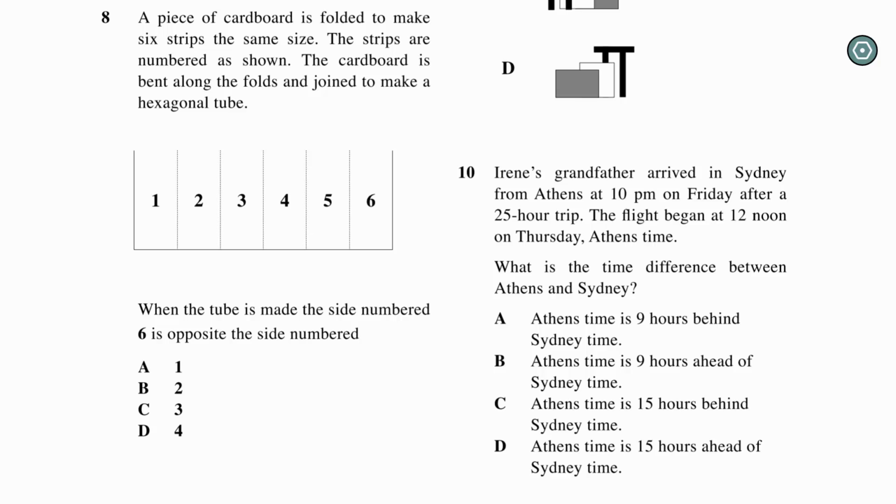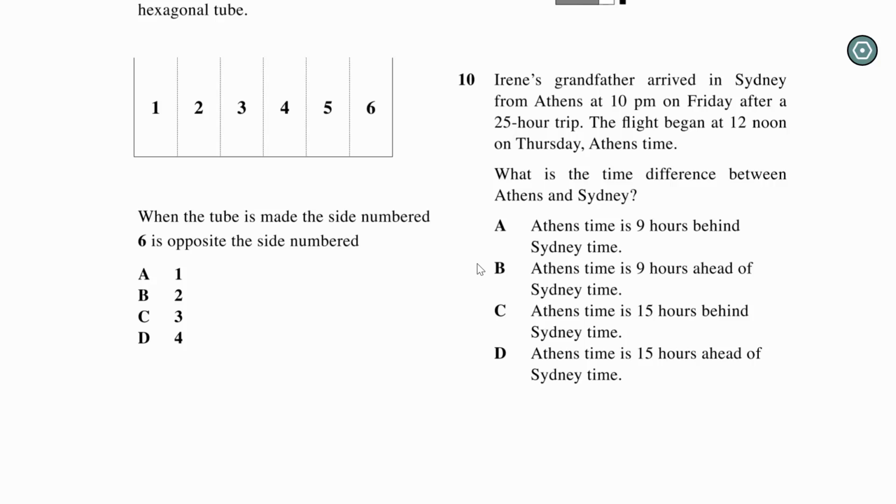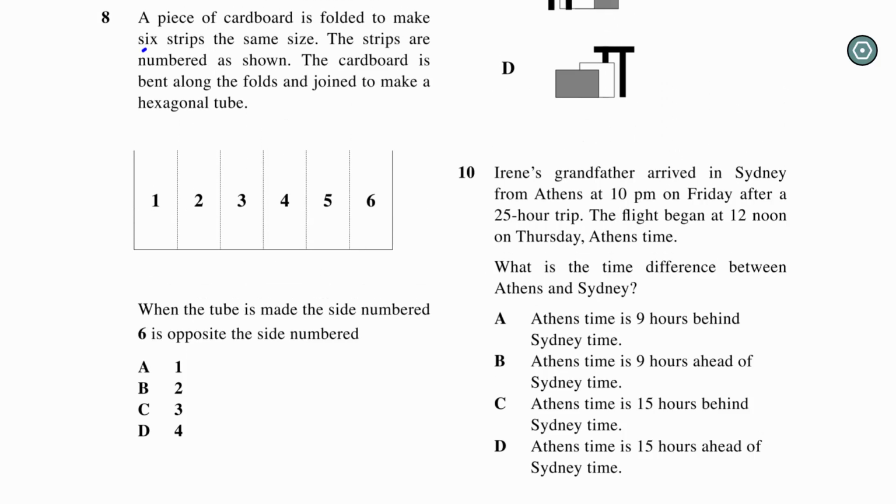So the question says it's a hexagon, or hexagonal tube, sorry. So what that means is, if we looked at this shape from the top, or if we just drew a hexagon, the hexagon would have 6 sides, and we know it's joined, just as the question says. It's joined and it's hexagonal. What that means is it would look like this from the top if you connected it up.